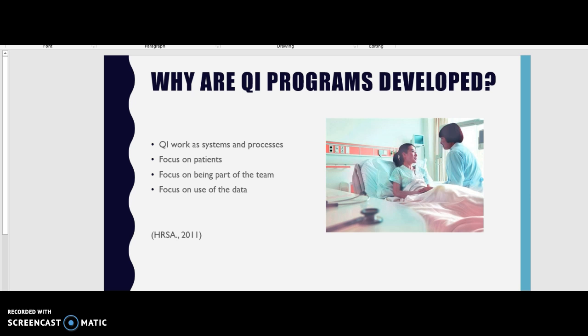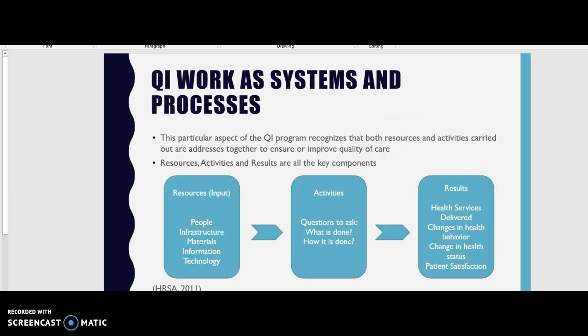There are 4 key principles included within a QI program, and those include QI work as systems and processes, focus on patients, focus on being part of a team, and focus on the use of data. QI work as systems and processes.